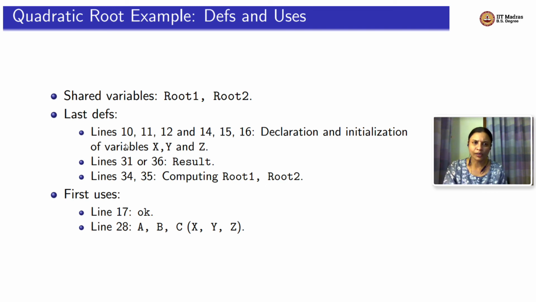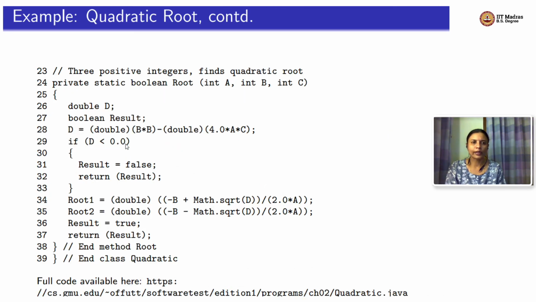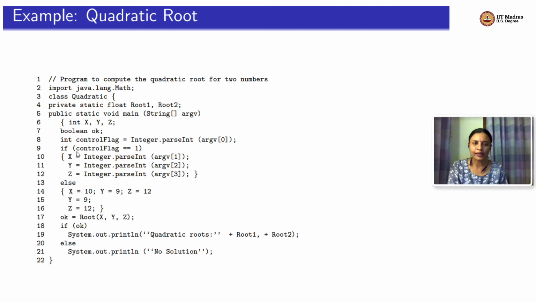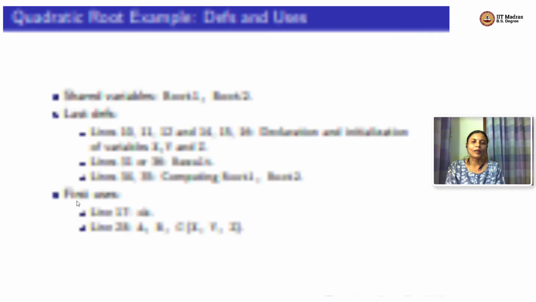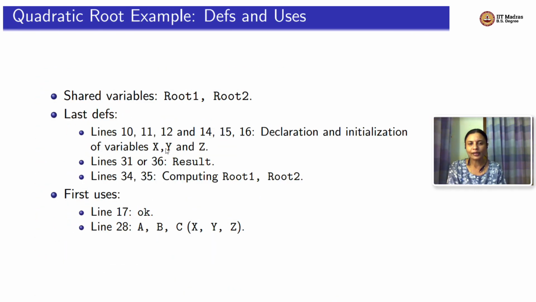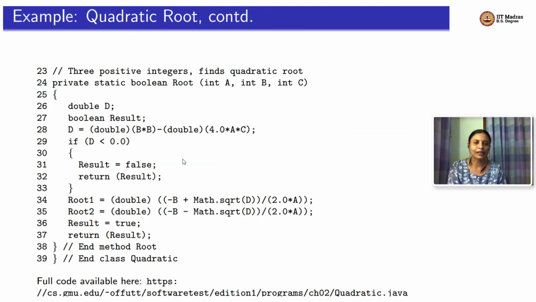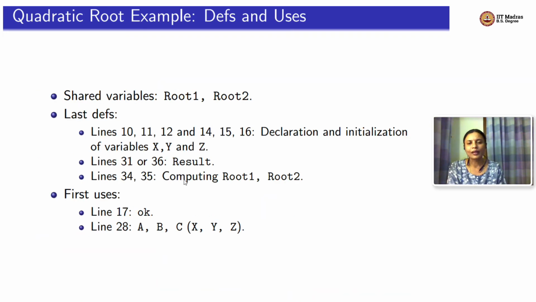Last definitions for X, Y, and Z occur at lines 10, 11, 12 or at lines 14, 15, and 16. So let's go back. X, Y, and Z are taken as inputs in 10, 11, and 12. If there is an issue, then X, Y, and Z are assigned some default values. Okay, that's the definitions for X. Similarly, for result, it is line 31, which assigns result false, or line 36, which assigns result to be true and is passed back. Lines 34 and 35 compute root 1 and root 2, as I told you.